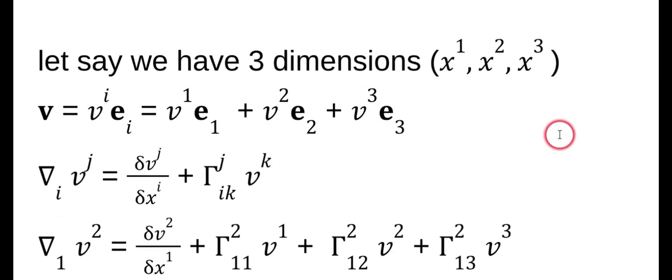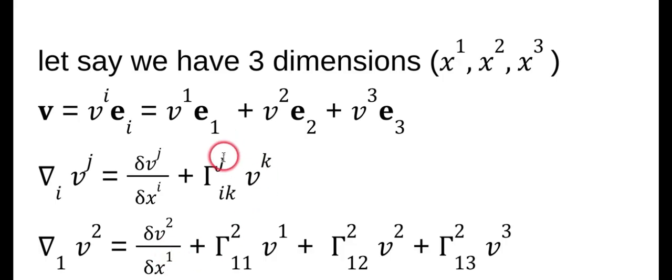Now, what if we take the covariant derivative of one of these components? Well, I'm going to choose the vector component V2, and I want to take the covariant derivative of that with respect to x1. So we write down our normal partial derivative, just like this. Now we got all these gamma factors, right? And we're going to have 3 of them because there's 3 dimensions. So our free indexes are 2 and 1. We got 2 and 1 here.